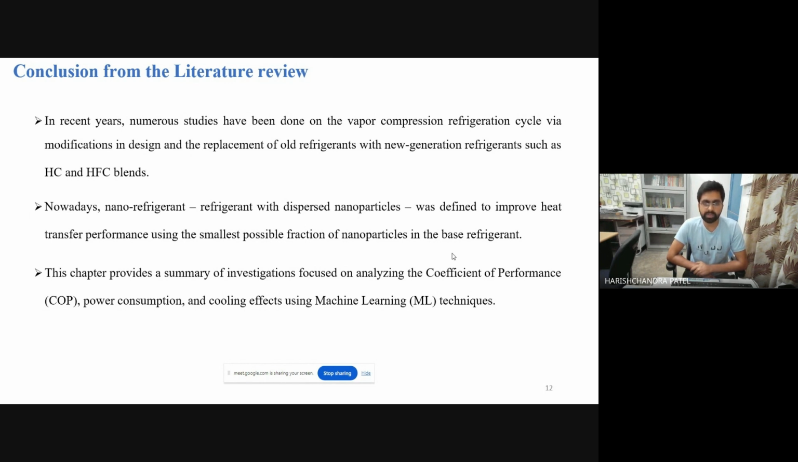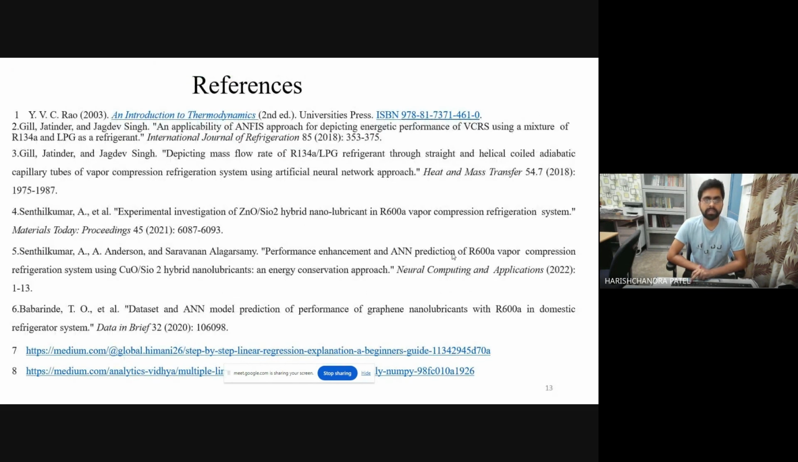This chapter provides a summary of investigations focused on analyzing the coefficient of performance, power consumption, and cooling effect using machine learning techniques. These are some of my researches.